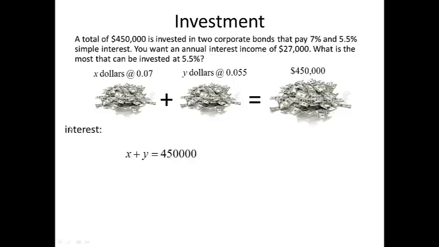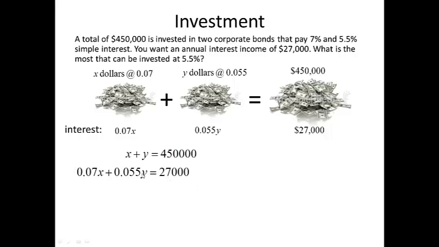Now we're going to keep track of our interest. We know that it says here that you made $27,000. Well, you made that from here. All right. So 0.07 times X is how much you made from here, and 0.055Y is how much you made from here. So adding these together, you're going to make $27,000. So that's how you do that.